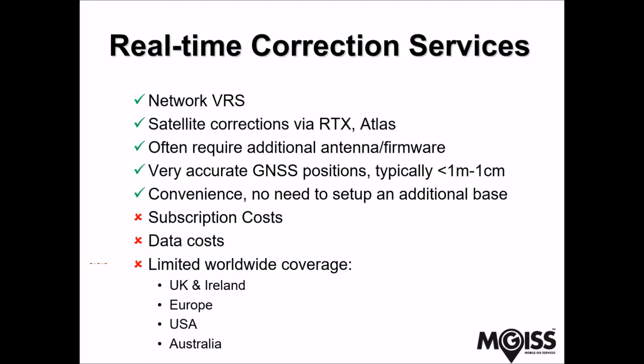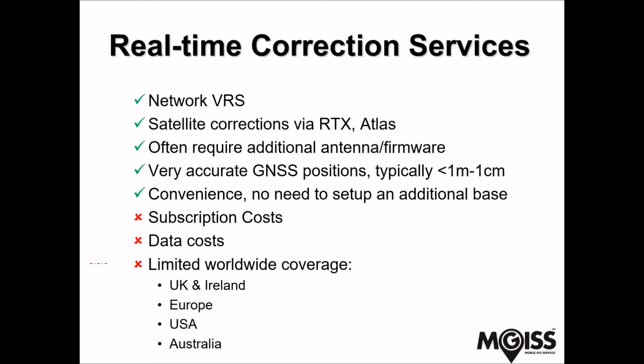Often they require some additional antenna, external antenna or firmware upgrade, and that generally means either a return to base or paid for upgrade to an existing piece of hardware. But what it delivers is a scalable accuracy range, anything from 1 meter, sub-meter down to 1 centimeter. So you do have this real-time single receiver scalability with a lot of technology on the market now.